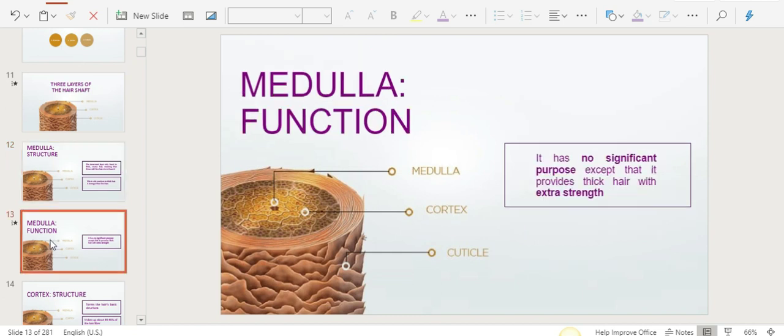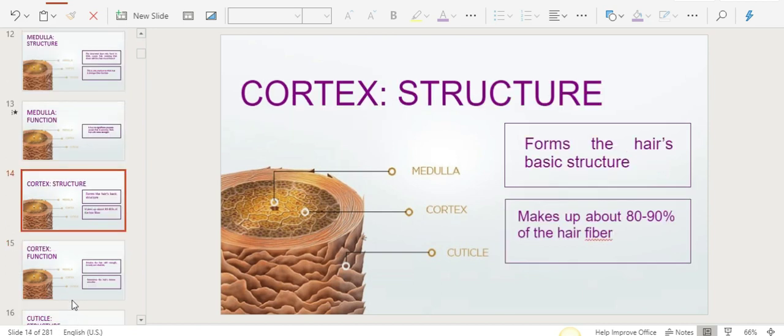So medulla, what does it do, and really why should anybody care? Based on my research, I found out that it doesn't really have a significant function. The only thing is that it provides strength to thick hair, right? Because obviously, thick hair has three layers, whereas fine hair is lacking one layer, so it only has two layers. All right, so let's go to the next structure.